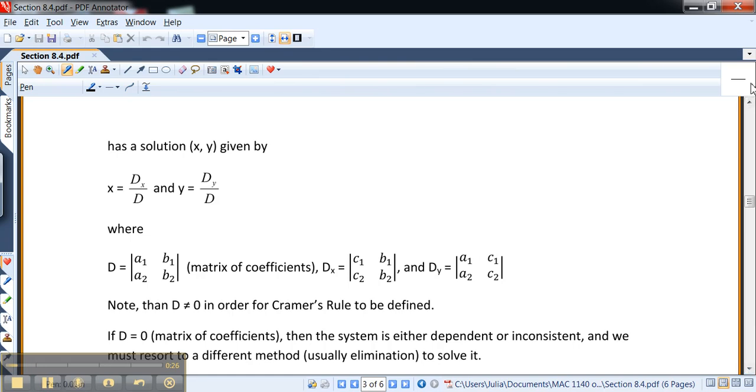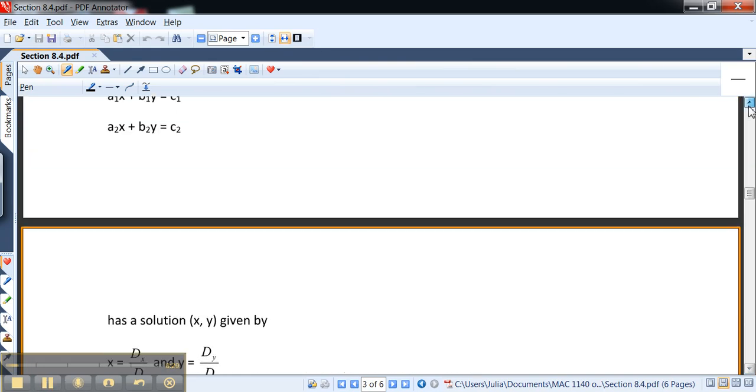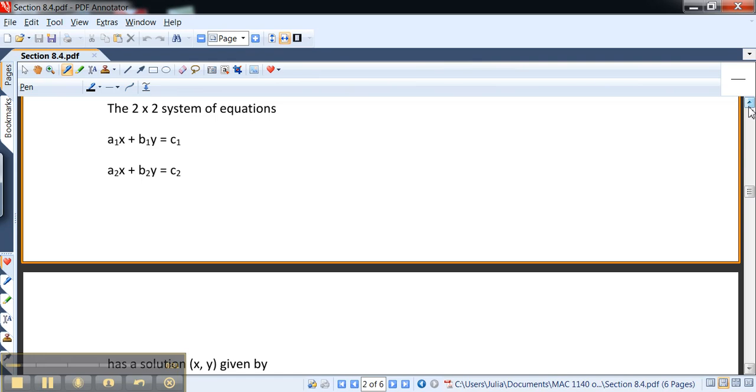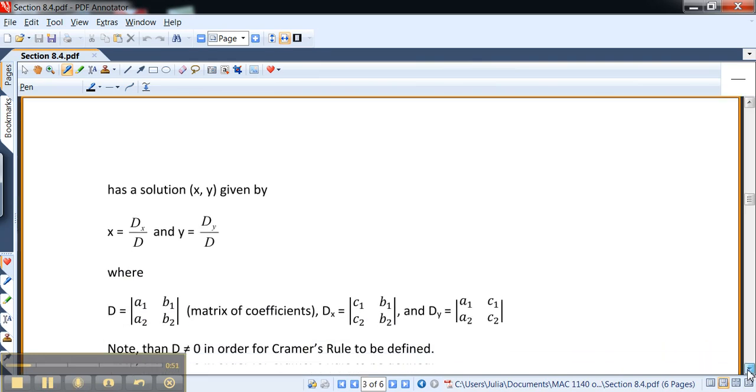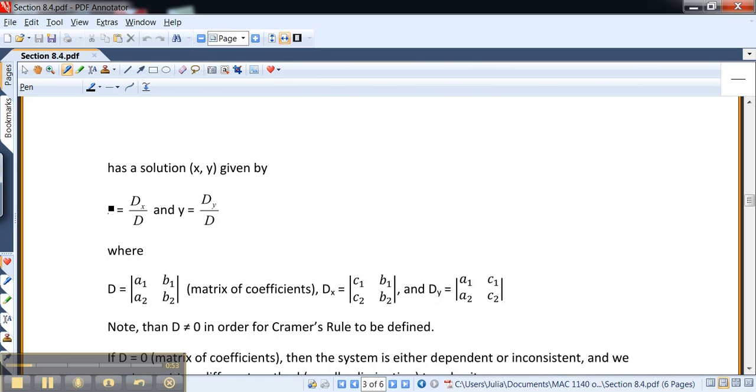Now let me sort of walk you through. Notice in the equation we have, right here, a1 and a2 are coefficients of x for two equations, b1 and b2 are coefficients for y, and c1 and c2 are solutions. So if we quickly scroll down, notice x is actually defined in terms of determinants, dx over d. Y is dy over d.